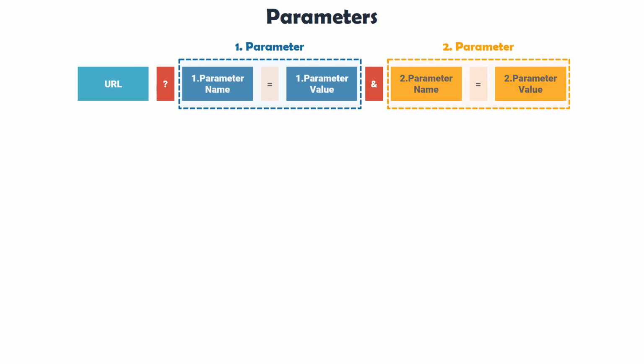Let's take the same example that we already created in UiPath. We have first the URL, then a question mark, then the first parameter, then equal, then the value. In our example, we set the value London. After that we add an ampersand symbol, then the second parameter name with its value.